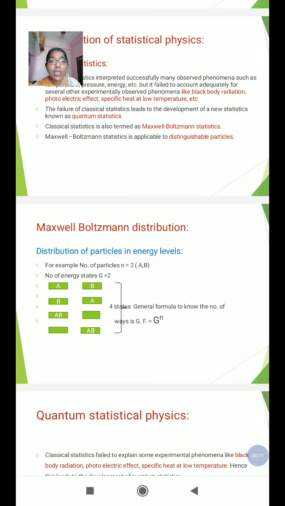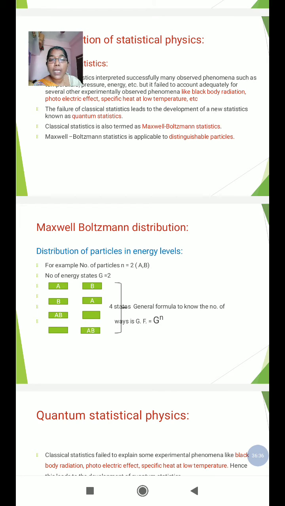Okay, here we have two particles and two states. That's why 2 square. 2 square means four ways are there. If you take three particles and two states, then how many possible ways are there? Then you have 2 power 3, which means 8 ways are there. 8 types. We can distribute the three particles in two states. How many ways? 8 ways.